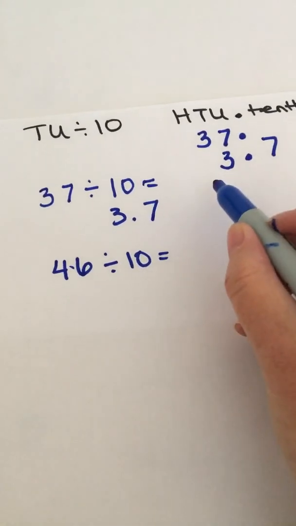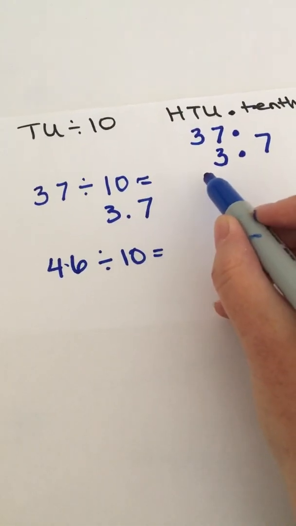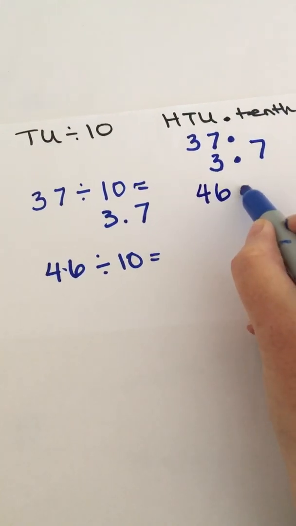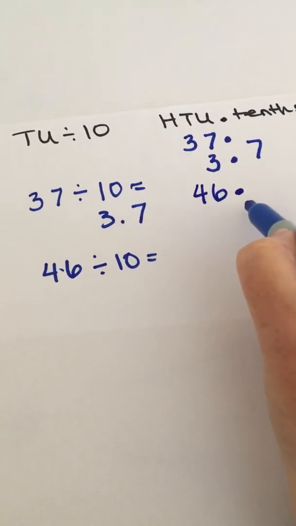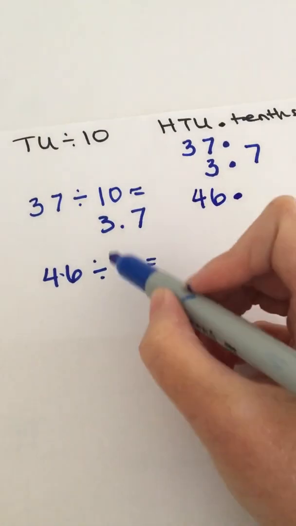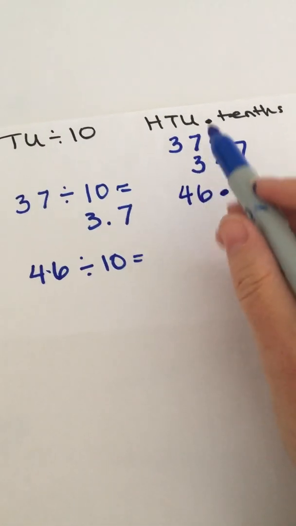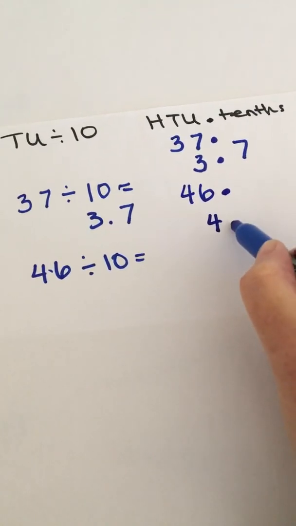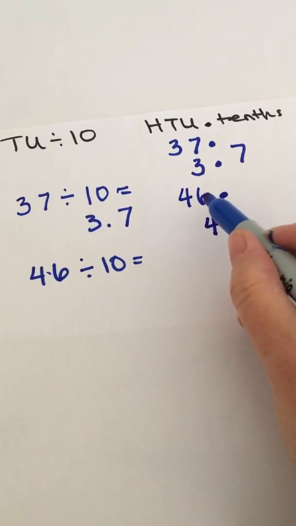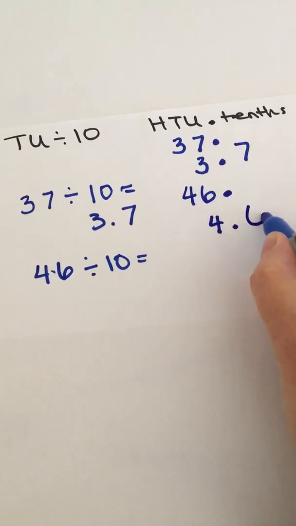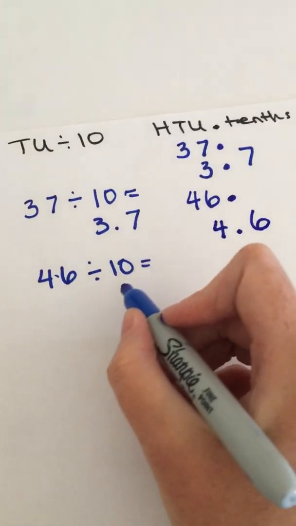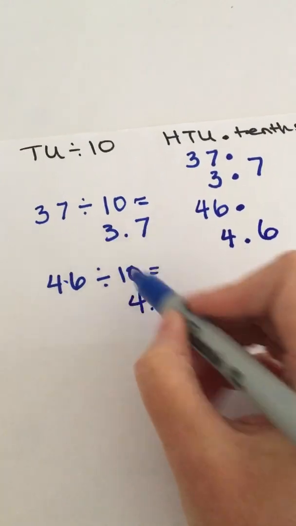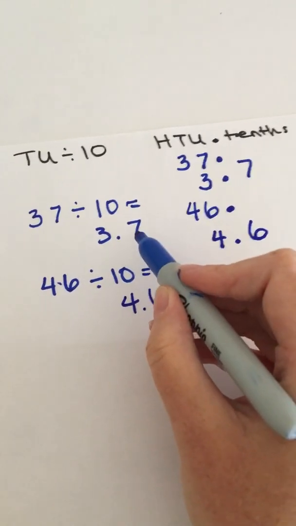So we put our 46 into the correct columns. We've got 4 tens, 6 units. Bring that decimal down so we can see it clearly, it doesn't move, and we're going to divide by 10. So the 4 tens become 4 units, and the 6 units become 6 tenths. So our answer is 4.6. You may have already gotten that just by seeing what's happening to this number.